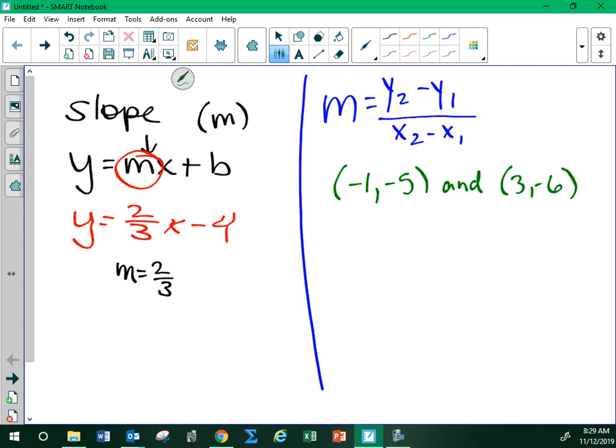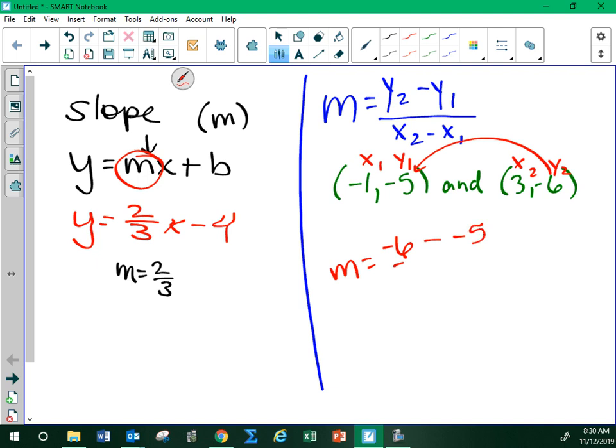If they ask us to find slope from here, then we just use our slope formula. We do y2 minus y1. So this is my x, y. This is my x, y. I call this x1, y1 because it's my first ordered pair. x2, y2 because it's my second ordered pair. So what I do is y2 minus y1. So -6 minus my y1, which is -5. And then I have x2 minus x1. So x2 minus x1. 3 minus -1.